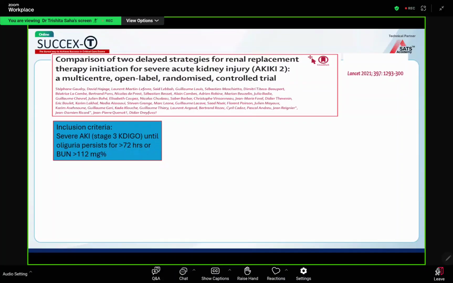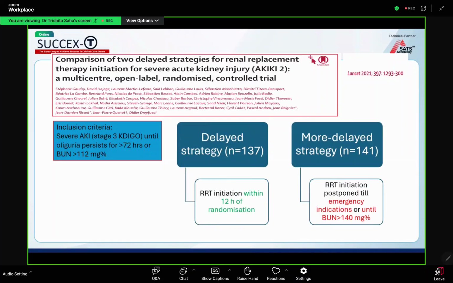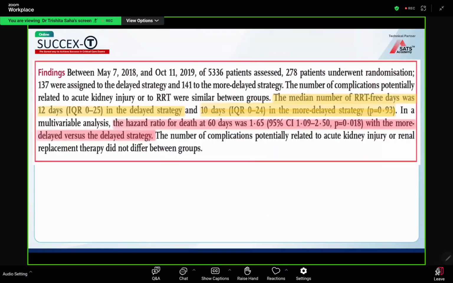Then comes the AKIKI 2 trial. It has the inclusion criteria of severe AKI, KDIGO stage 3, with oliguria persisting for more than 72 hours or BUN more than 112 milligram percent. There was a delayed strategy. RRT initiation within 12 hours of randomization, in this case, is the early one. And a more delayed strategy, RRT initiation postponed till emergency indication or until BUN more than 140 milligram percent.